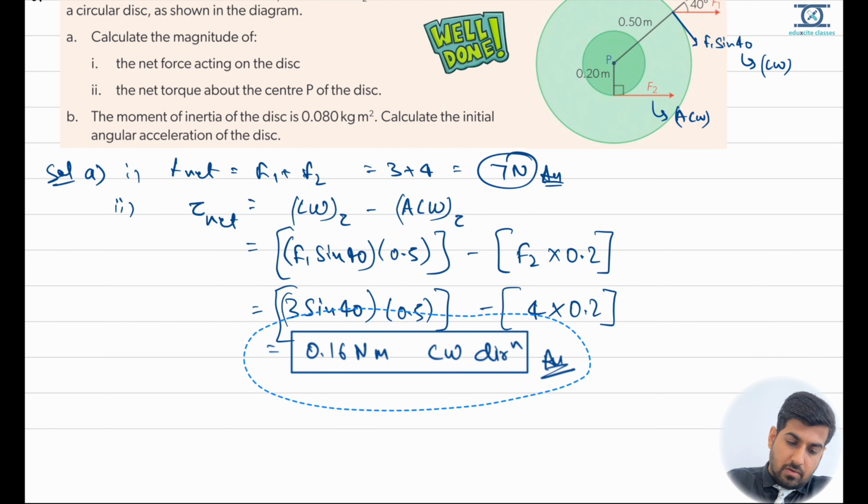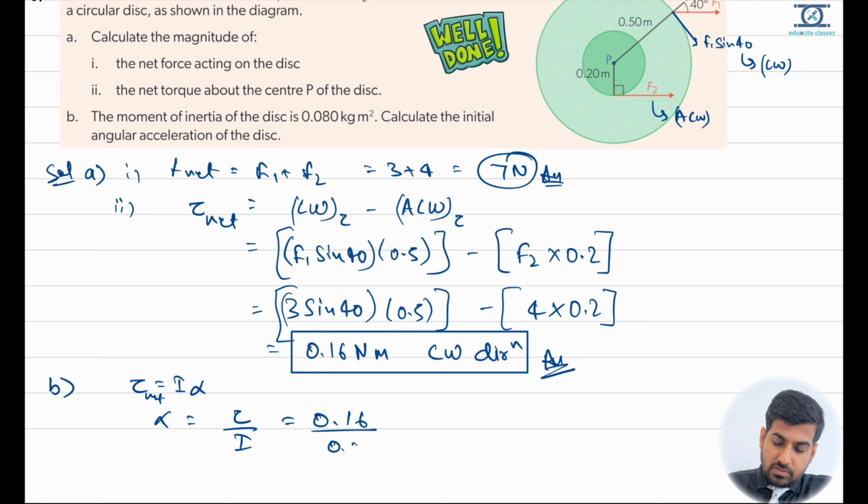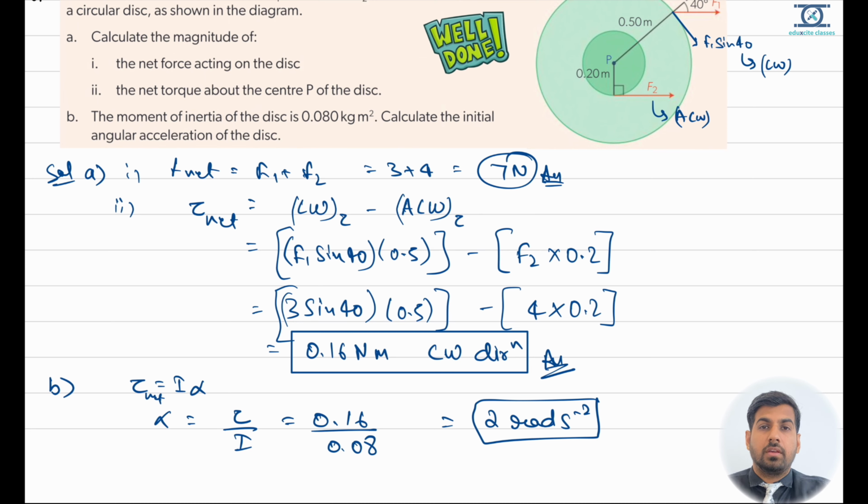Okay. Now for the B part, if the moment of inertia is this, we know that torque is equal to I alpha, right? So alpha will be torque upon I, that will be the net torque. So net torque is 0.16 upon I is 0.08. If you look at this, this is nothing but 2 radian per second square. So this will be your answer for the B part.